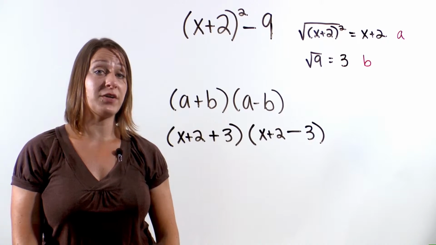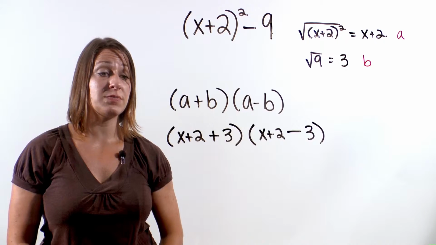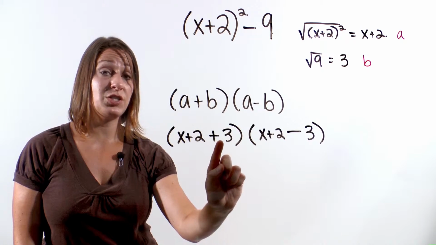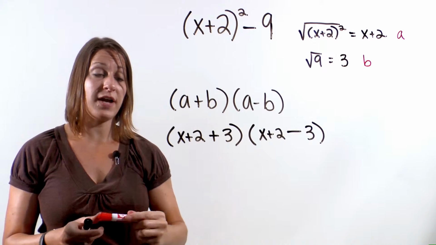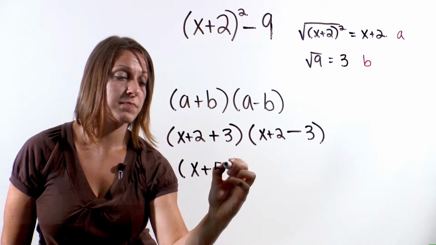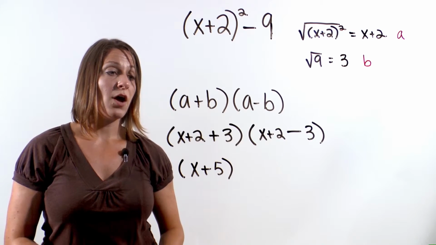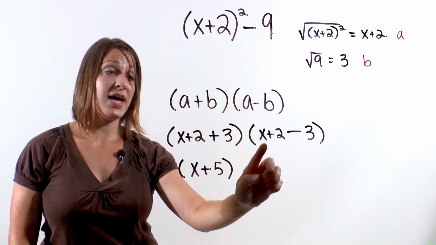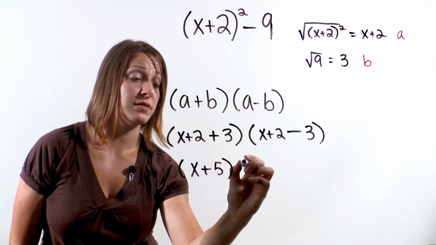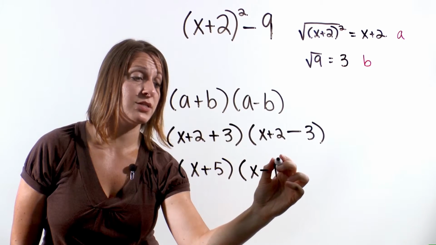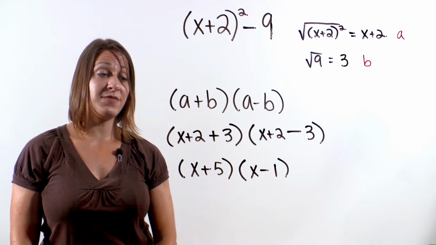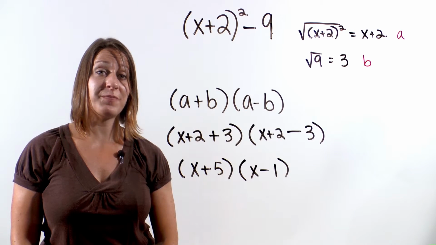Now, we're not quite at our final answer. We need to collect like terms. Right in here, we're going to keep our x, but instead of having plus 2 plus 3, we're going to make that a plus 5. Over here, we have x plus 2 minus 3. We're going to simplify that side to x minus 1. And this is the final answer, x plus 5 times x minus 1.